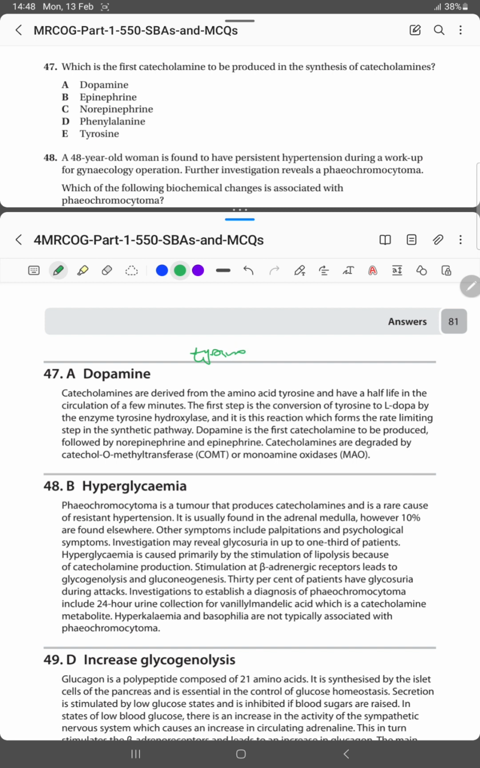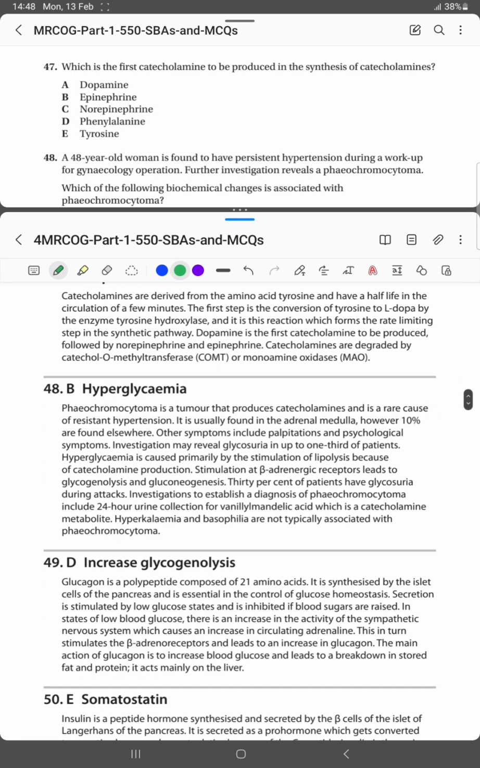tyrosine, and they have a half-life in the circulation of a few minutes. The first step is the conversion of tyrosine to L-dopa by the enzyme tyrosine hydroxylase, and this reaction forms the rate-limiting step in the synthetic pathway. Dopamine is the first catecholamine to be produced, followed by norepinephrine and then epinephrine. Catecholamines are degraded by catechol O-methyltransferase, also known as COMT, or monoamine oxidase, also known as MAO.